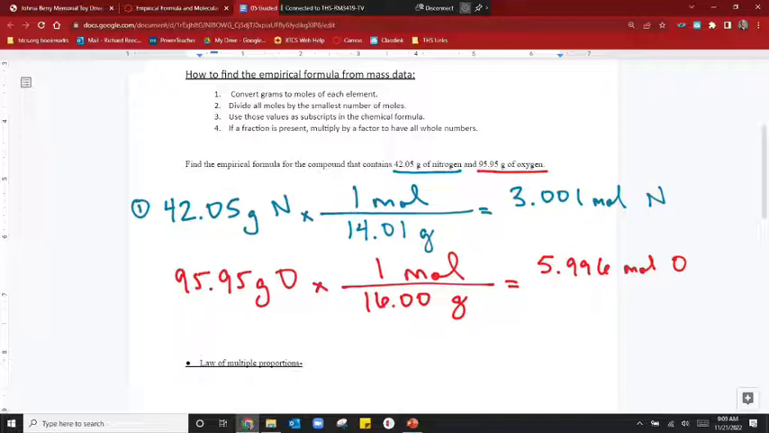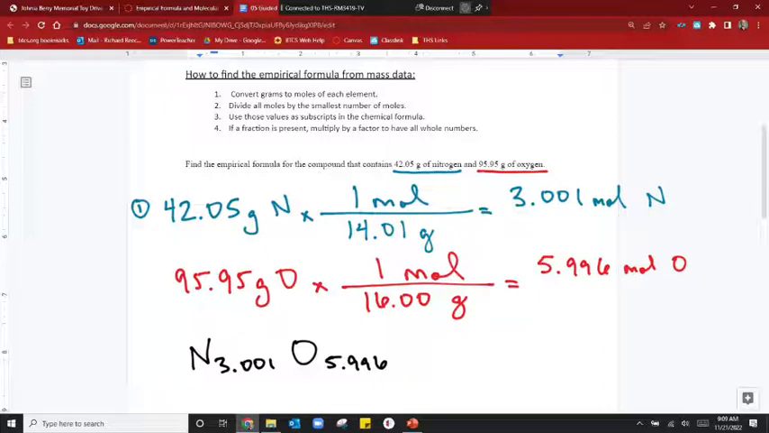So that is the number of moles that we have in front of us. What you're going to do next on a problem like this is write down the chemical formula as if those are your subscripts. So I'm going to write down a chemical formula of N 3.001, O 5.996, and that doesn't look like any chemical formula I've ever seen before because it's got all those decimals on there.